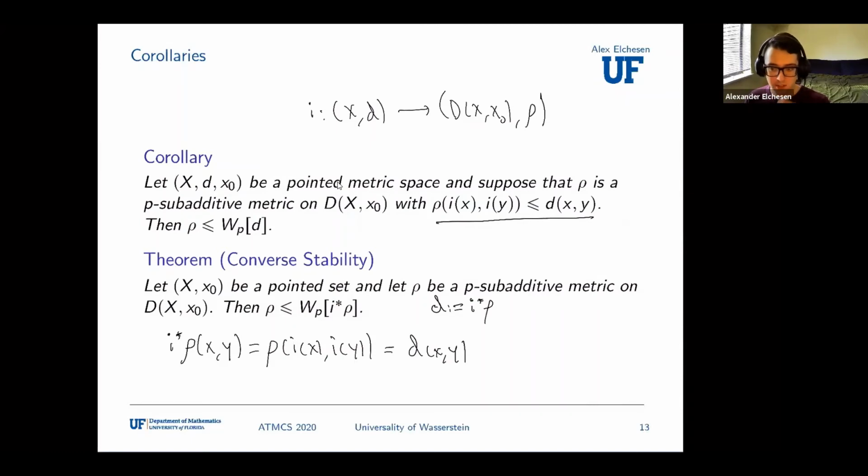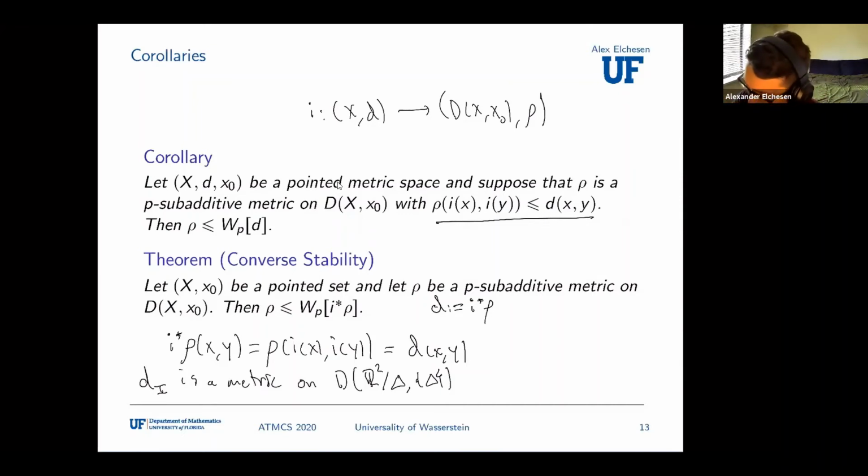Since I have a couple minutes, I can say, well, why do I call this converse stability? So if you look at the interleaving distance on persistence modules, you can actually view that as a metric on the space of persistence diagrams in the plane, just by identifying finite decomposable interval modules with persistence diagrams in this way.